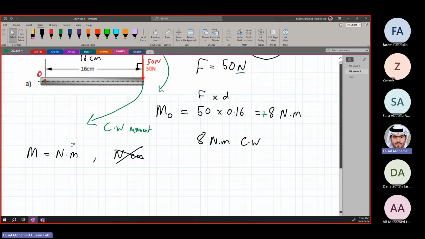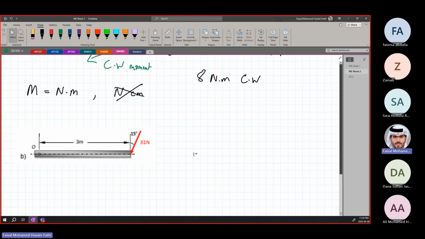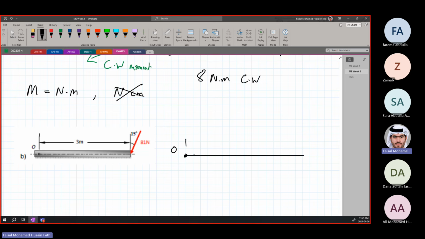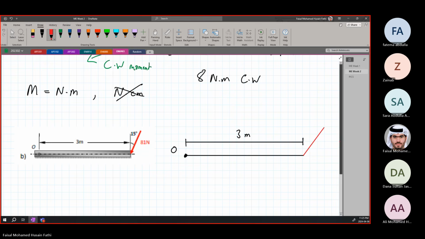The second question is, given this force, and then I'm just going to redraw it. They gave us a bar, okay? This is point O. And then the distance from here to the end of the bar where the force is being applied is 3 meters. Well, the force is at an angle. And it's 81 newtons. All right? And they're giving you this angle to be, this angle is 15 degrees.